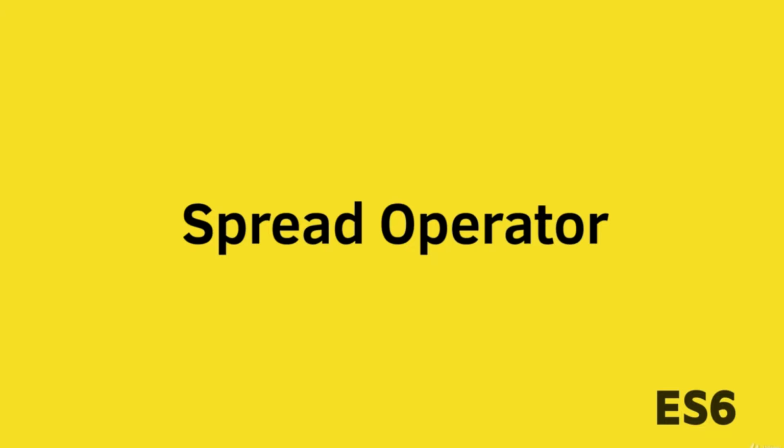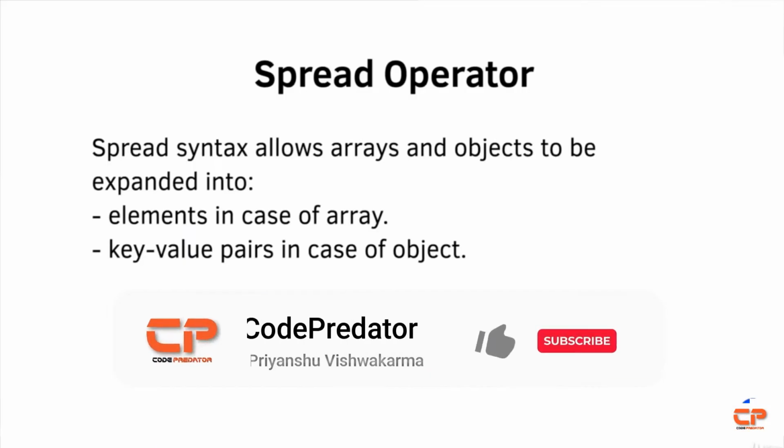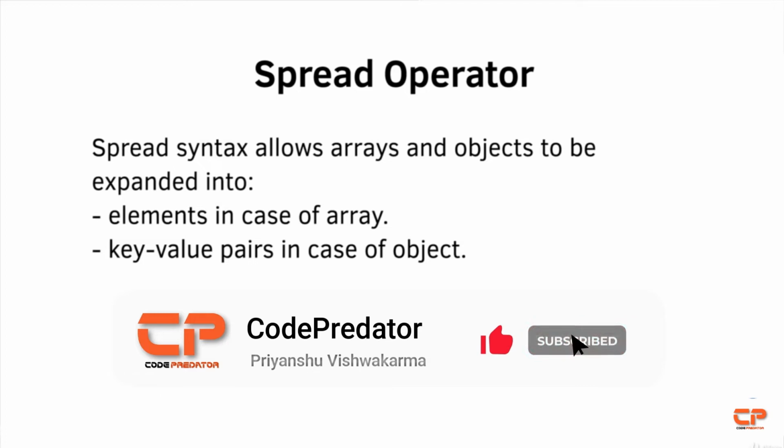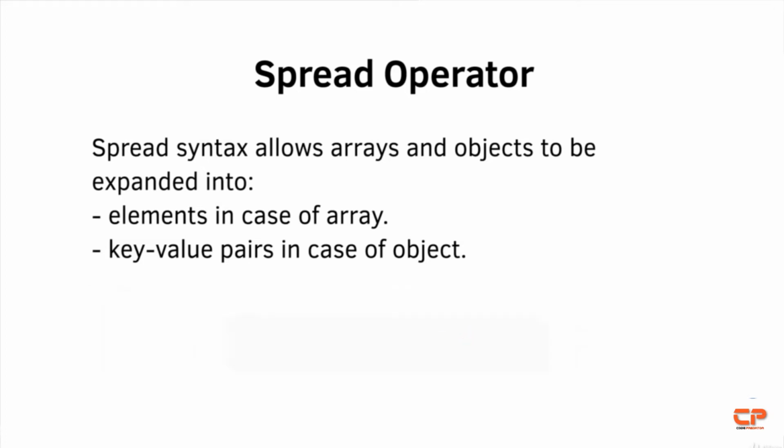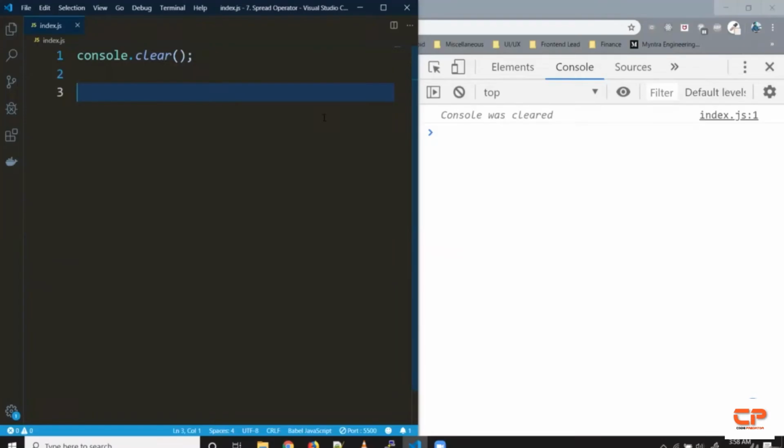In this video, we will learn about the spread operator. The spread operator allows arrays and objects to be expanded into elements in the case of arrays, and key value pairs in the case of objects. Let's try an example to understand it better. Say we have this array.